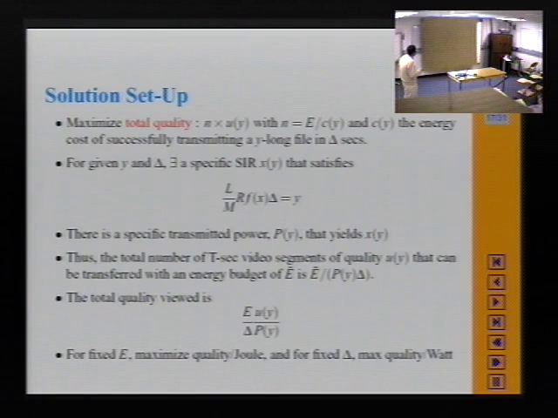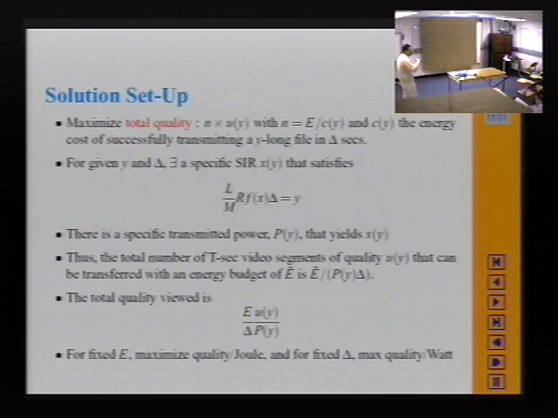To get the total quality, A times U of Y, with E divided by C of Y being the energy cost, C of Y the energy of successfully transmitting the Y long file in delta seconds. So you do a little analysis here, given the assumption we made already about the channel. For a given Y, you know immediately the SIR that you need. So this is deterministic now. So you can solve for X. Once you know Y, you know X. You know the SIR, and once you know the SIR, you know the power.